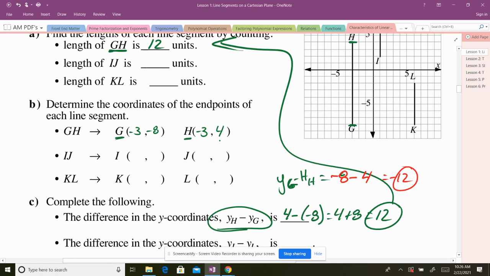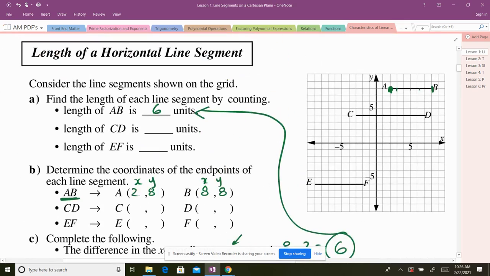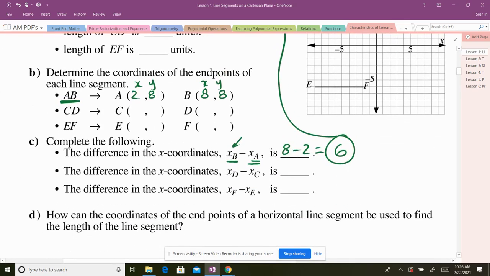The difference between them is going to be positive or negative depending on which one you subtract from which. But the actual sign doesn't matter. We will always take the positive. So I don't care how you subtract them. It even works for the other one. If I was doing XA minus XB, that would be 2 minus 8, which is negative 6. You just ignore the negative, and the length of the line would just be 6. Okay.